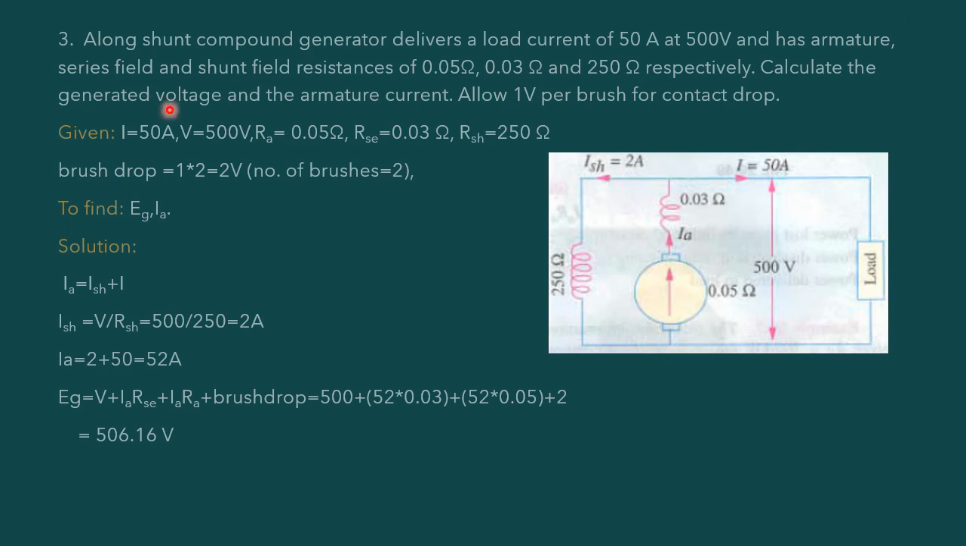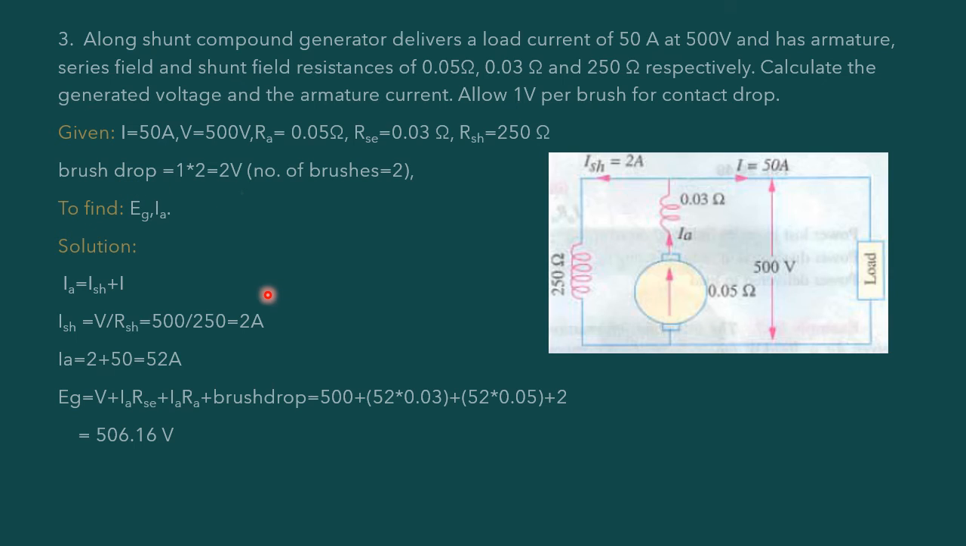Now calculate the generated voltage EG. The question is to find EG and the armature current IA. Allow 1 volt per brush for contact drop. Now for one brush, here the voltage drop is 1 volt. So here 2 brushes are present. So brush drop is equal to 1 into 2. Number of brushes 2, 1 volt per brush. So we are getting brush drop as 2 volt.